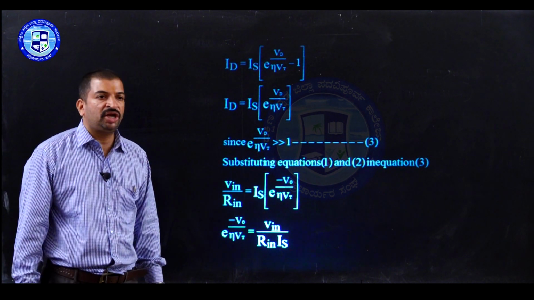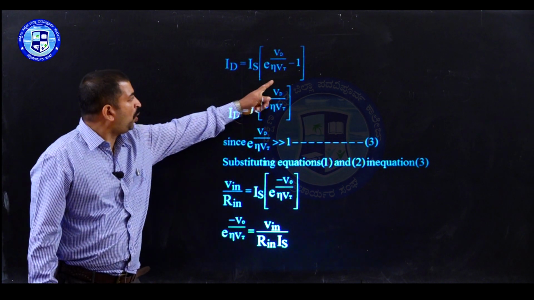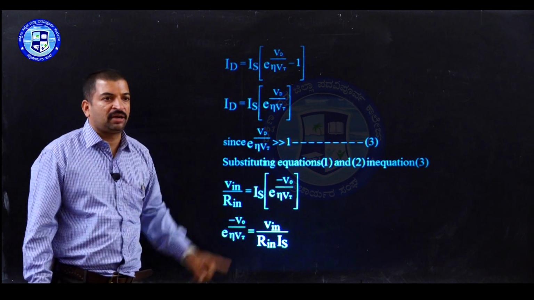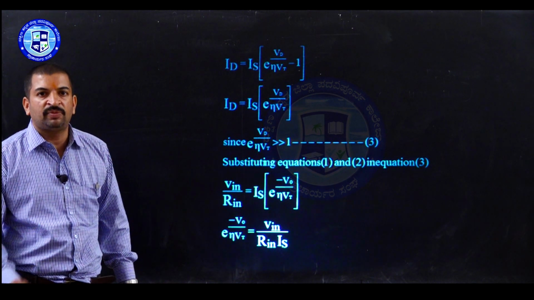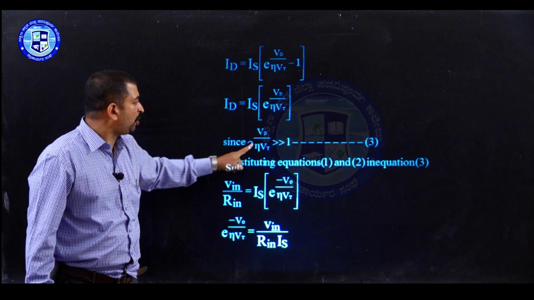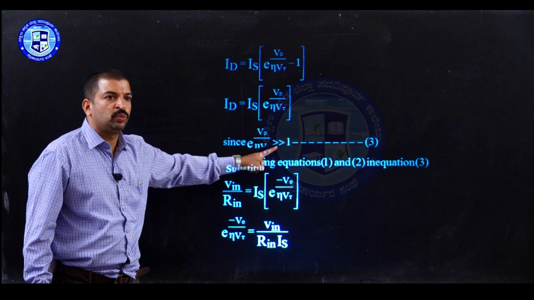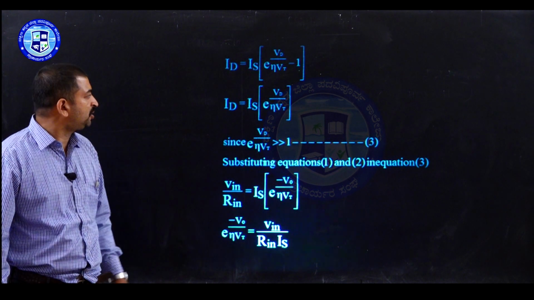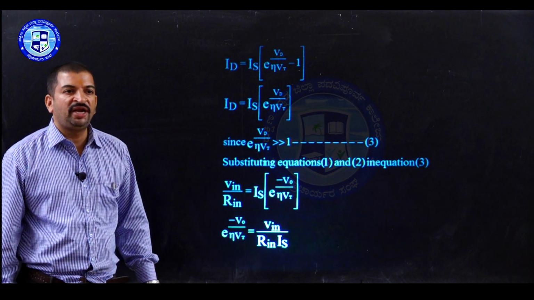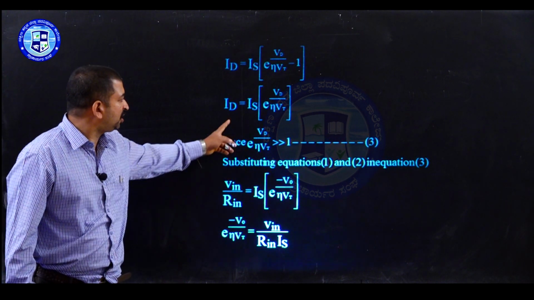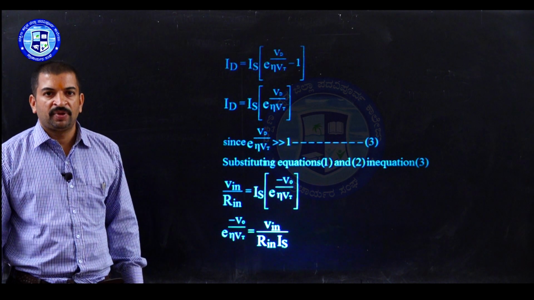Now in the equation Is into (e to the power Vd divided by eta Vt, minus 1), the quantity 1 is very much smaller than the exponential term. Since e to the power Vd divided by eta Vt is very much greater than 1, we can write Id equal to Is into e to the power Vd divided by eta Vt. Let us consider this equation as equation number 3.